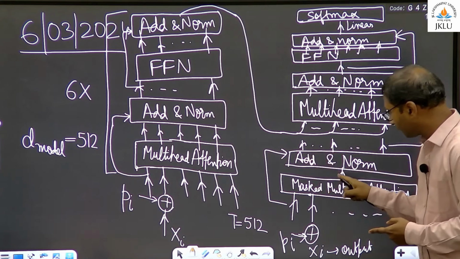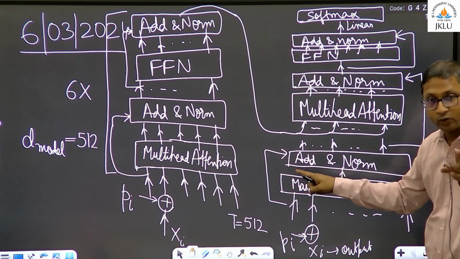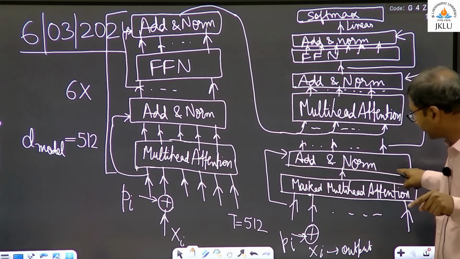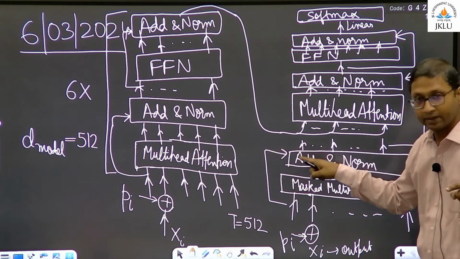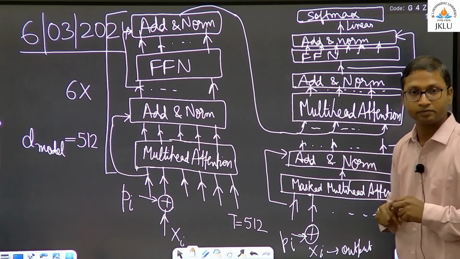So see, this is 512 dimensional. If you want to add it to something, that itself must be 512 dimensional. So this is 512, this is 512, you can add them. Now normalize.